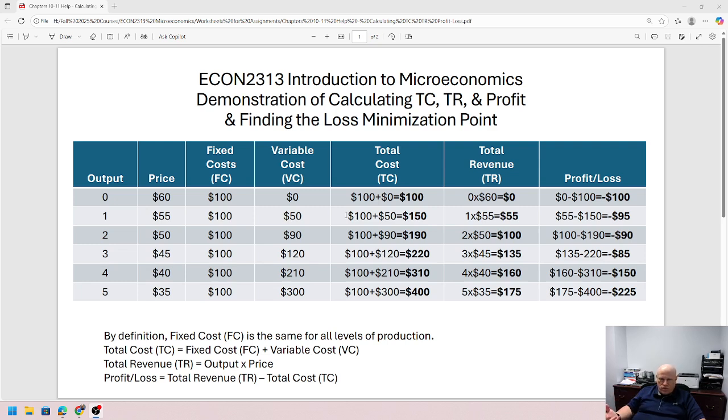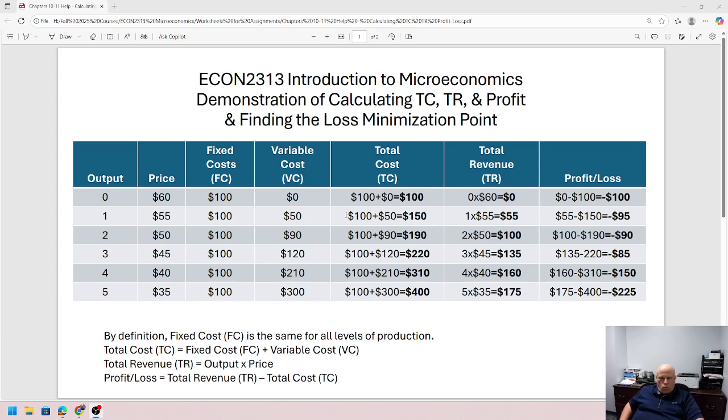Now, once you calculate total cost, the next thing it wants us to calculate is total revenue. This is also very simple. We've done this many times before. It's just the rate of output multiplied by the price. So obviously if we're producing nothing, which is what we're doing at that first row of the table, 0 rate of output times the $60 price gives us a total revenue value of $0.